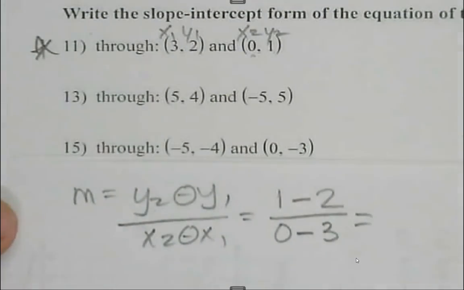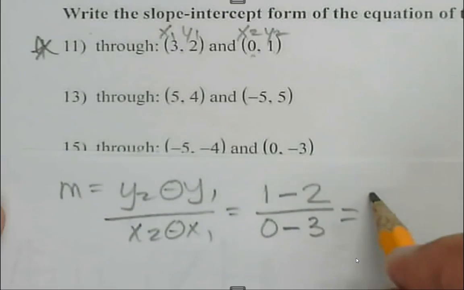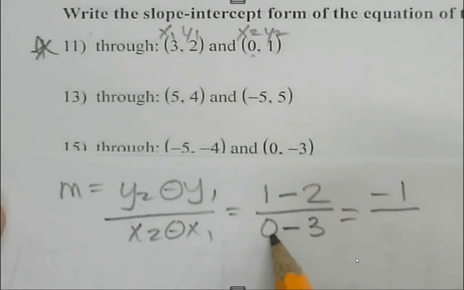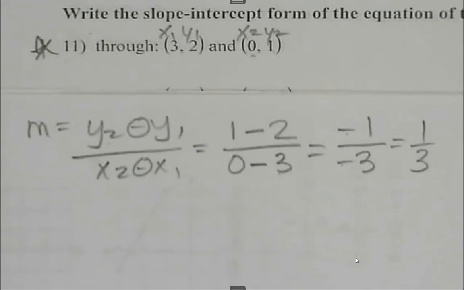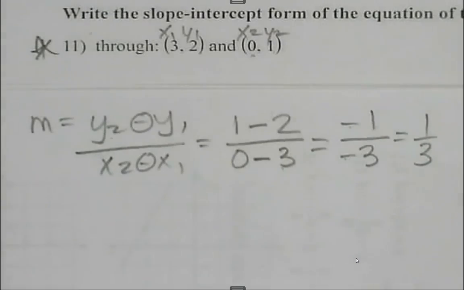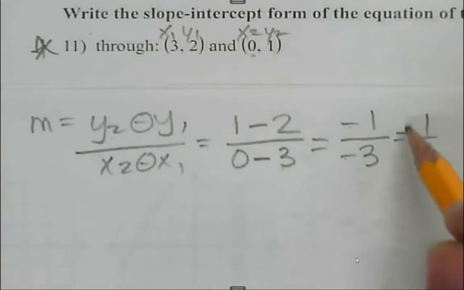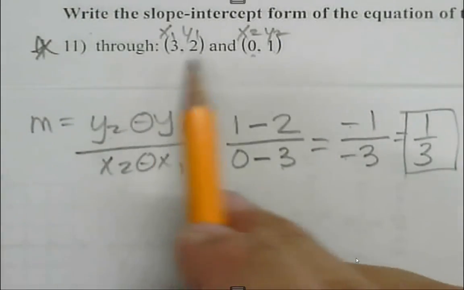So now I have 1 minus 2, which is a -1. I have 0 minus 3, which is a -3. And notice here I've got a negative divided by a negative. Well, that's going to equal a positive. So my slope is 1/3. Okay? So now I've got my slope, and now I have at least 1 point.